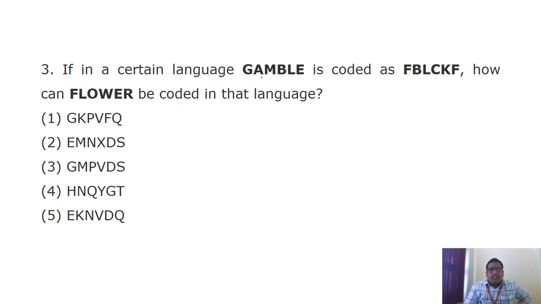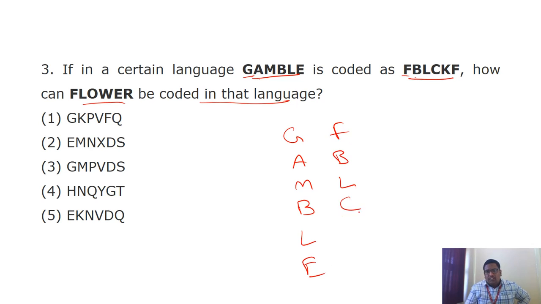In a certain language, GAMBLE is coded like this. How will FLOWER be coded in that language? By seeing this, I can see it starts from G, and this starts from F, so obviously it's not order based coding. Then it might be letter based coding or reversing things. A mirror is Z, but Z is not there, so it's not mirroring also. So write it down. GAMBLE, gamble. Next, FBLCKF. Good. I have written this.